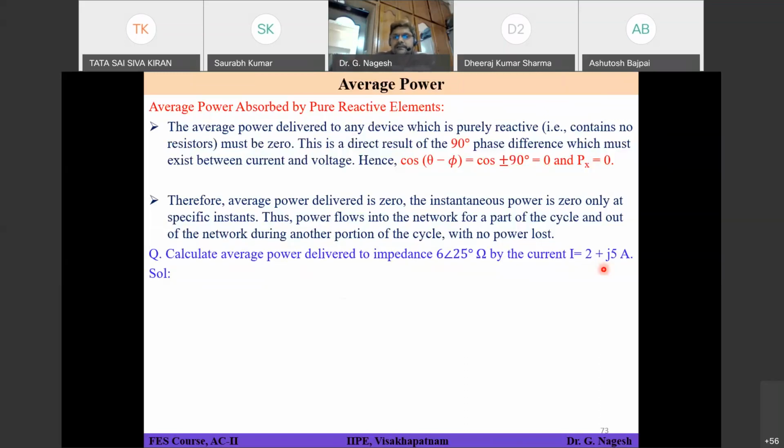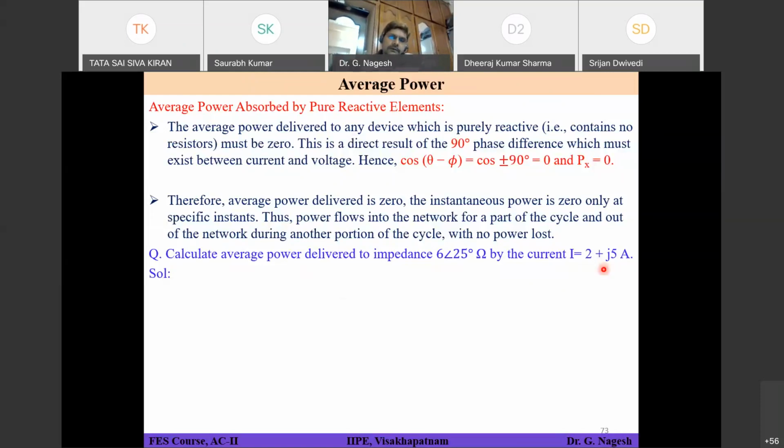You have Z and you have current I. Just now we have seen a formula for average power, which is Vm Im by 2 into cos of theta minus phi. Okay, 32.311 upon 2 and angle 93.19. Average power 32.311 upon 2 and angle 93.19. Okay, you are getting an angle also. Let's see that.